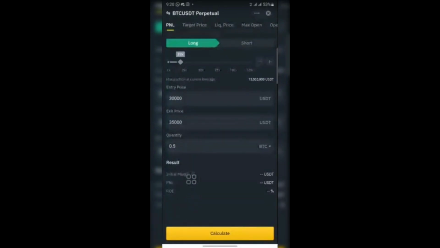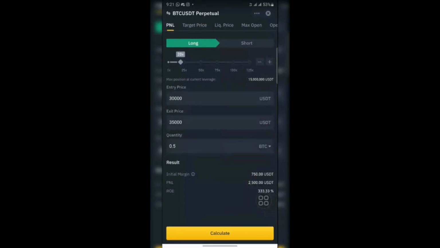So you now click on calculate. My profit will be 2,500 USDT. But that's not our concern. The concern is ROE. That's what you should be concerned about. 333%. So you are going to make 333%.